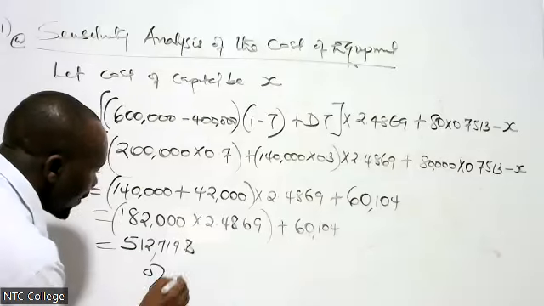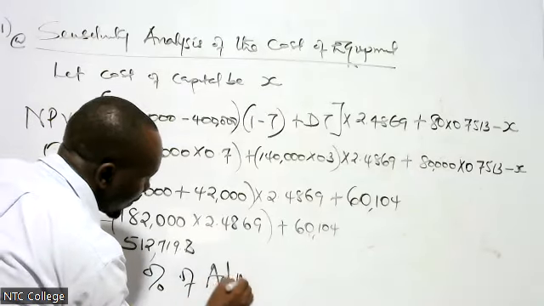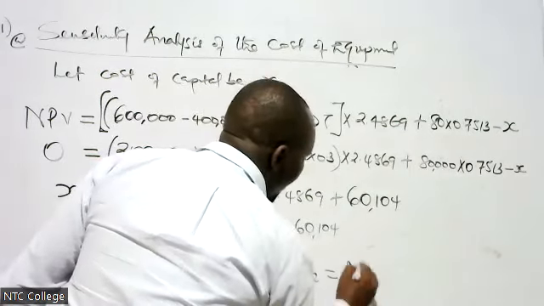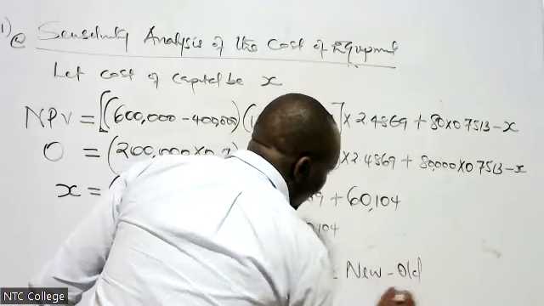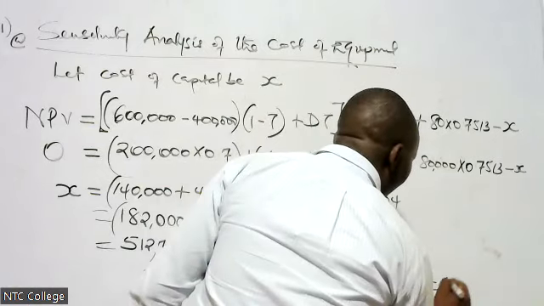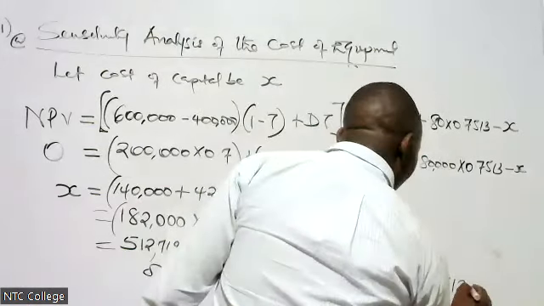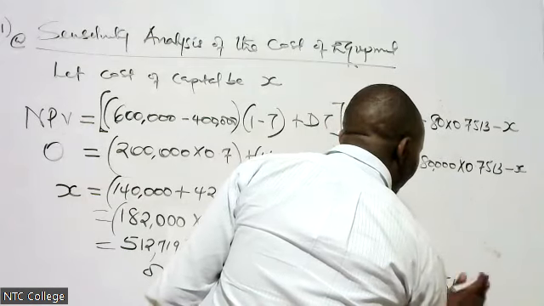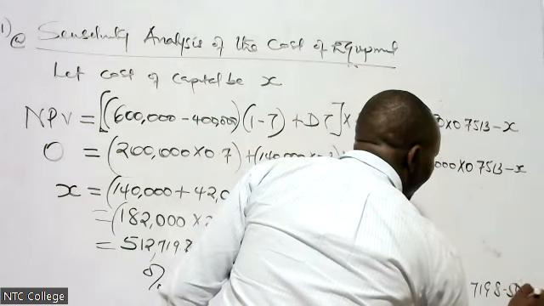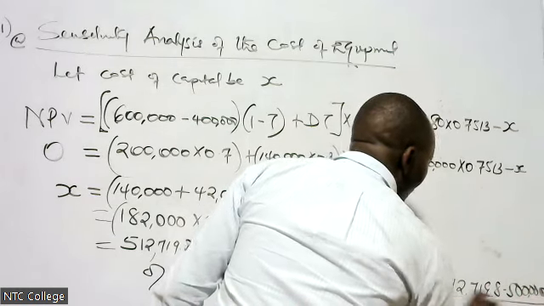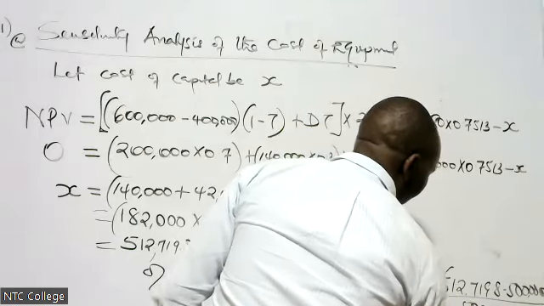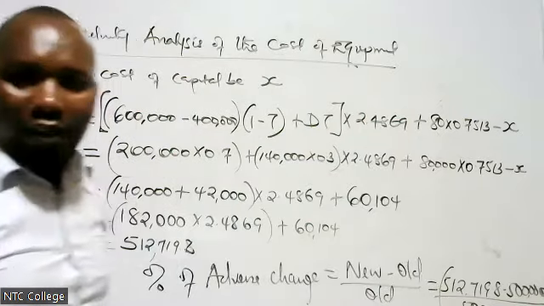So you say that percentage of adverse change is equal to the new minus the old, all over the old. Of course, these are NPV. So we have 512,719.8 minus 500, all over 500. What is your percentage? You tell me.